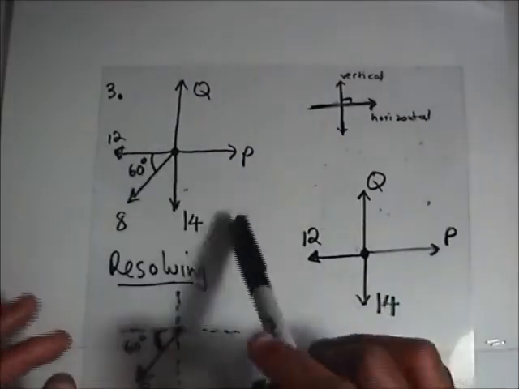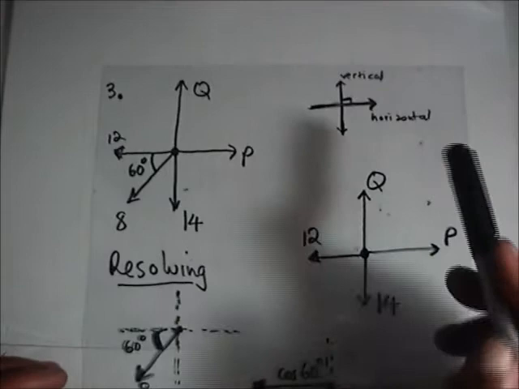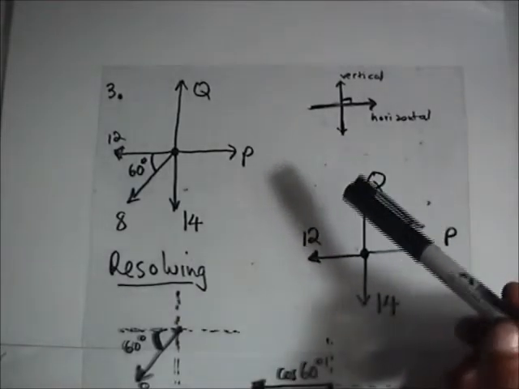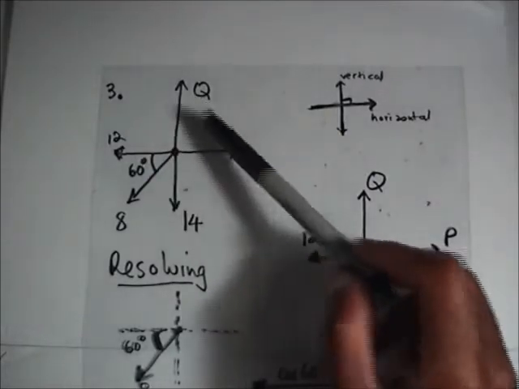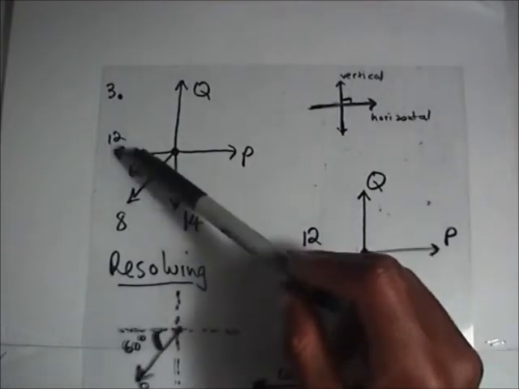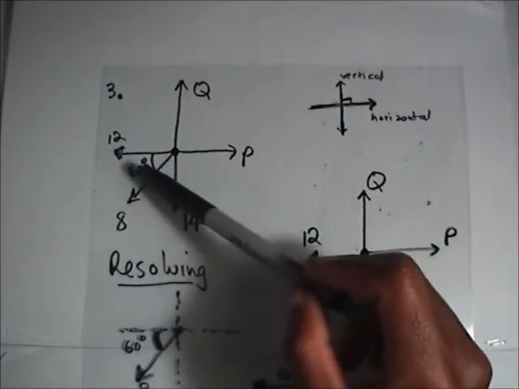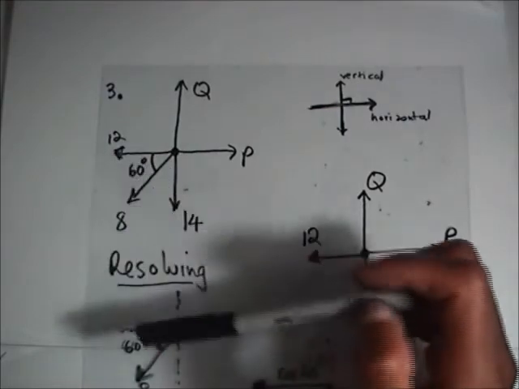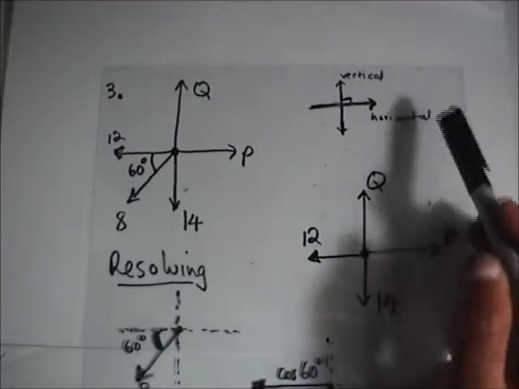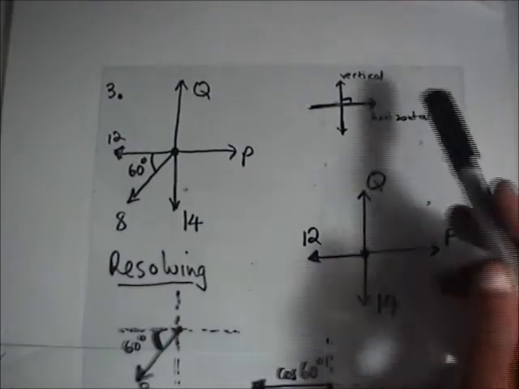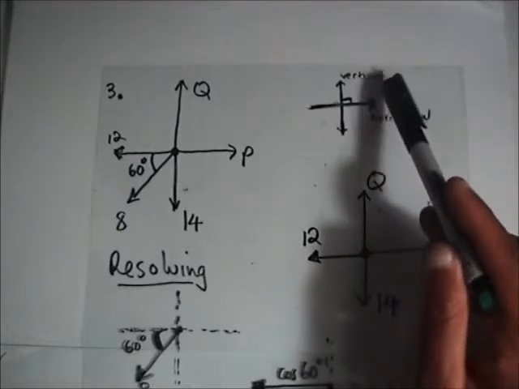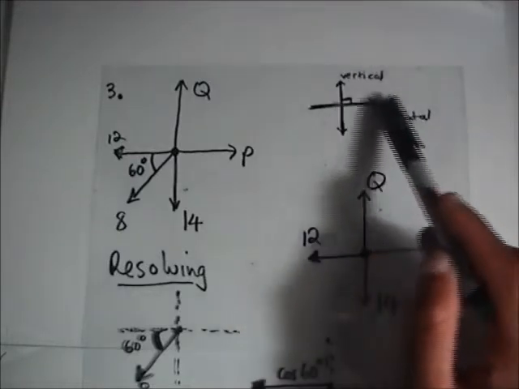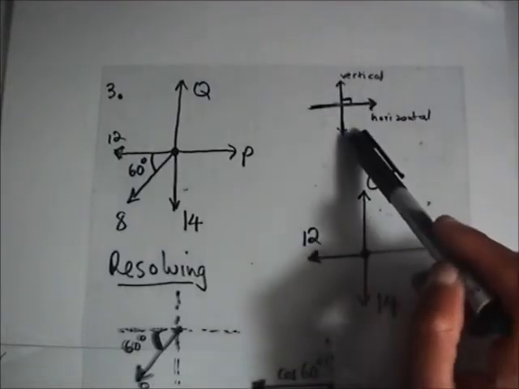Okay, enough of complaining. Let's get back to our example. The example we were doing in the previous video was this one here. We had forces Q, P, 14, 8, and 12, and 8 was at an angle of 60 degrees to 12. As a recap, the first step when you're dealing with forces is to choose two perpendicular directions. So I chose the vertical and the horizontal as my two perpendicular directions.